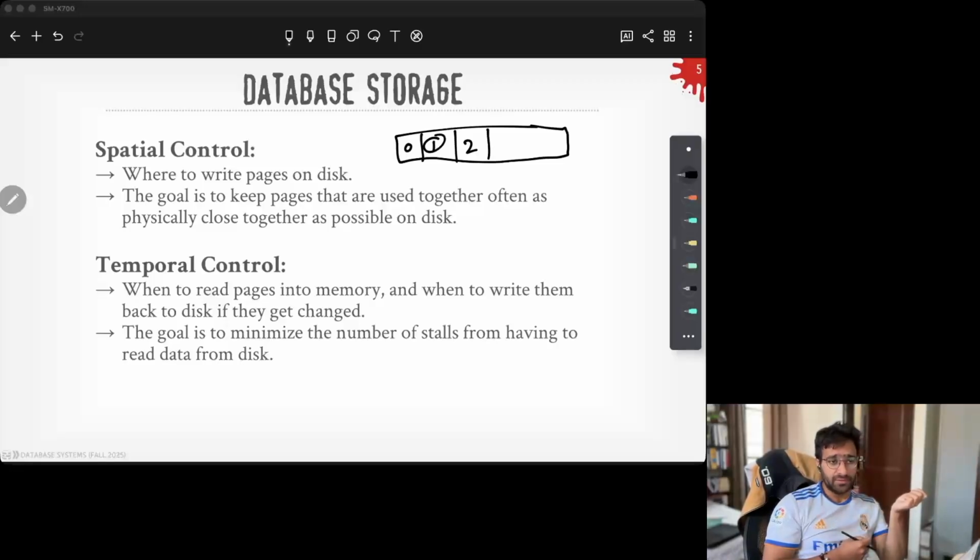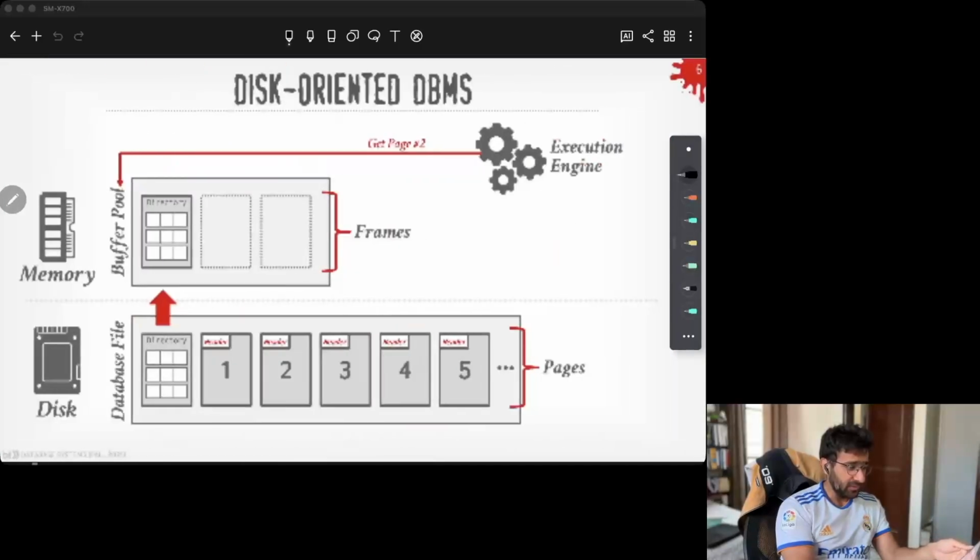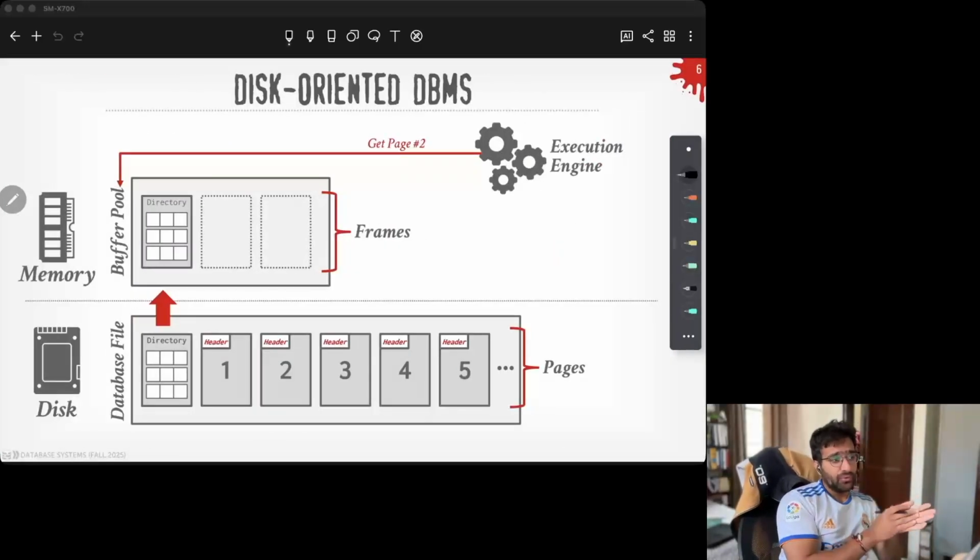So a better algorithm would be to evict pages based on least frequently used, or you can just use a clock algorithm. We'll talk about that also. I think we talked about that. No, we did not. We'll talk about eviction algorithms also. But this is what we are going to study.